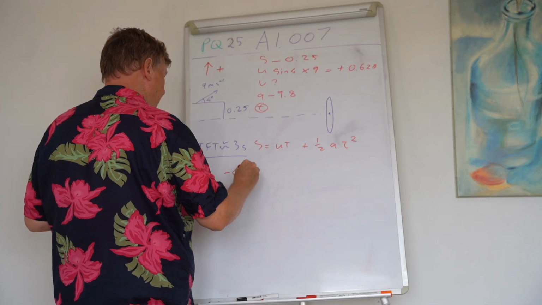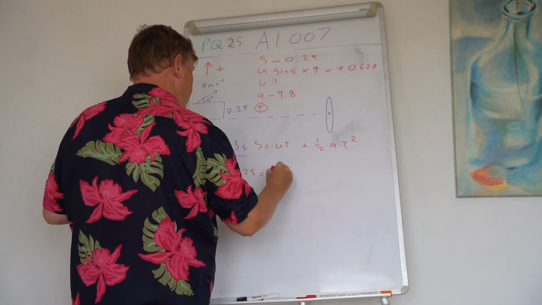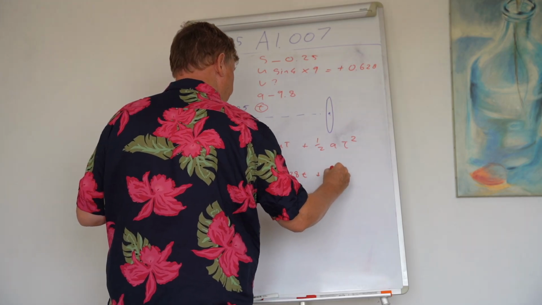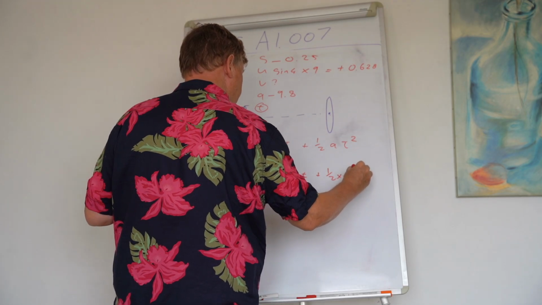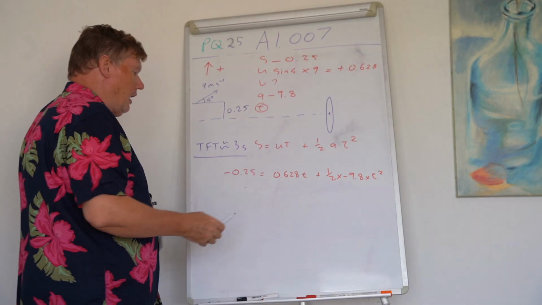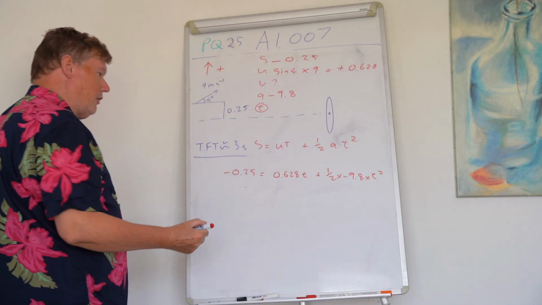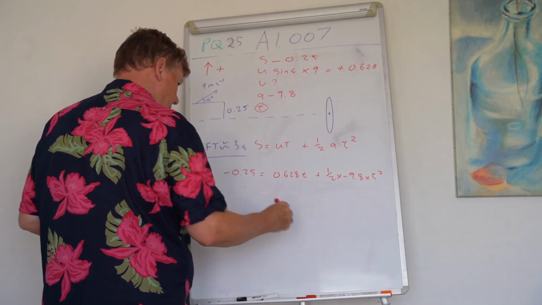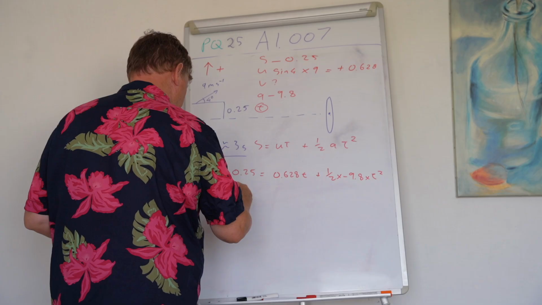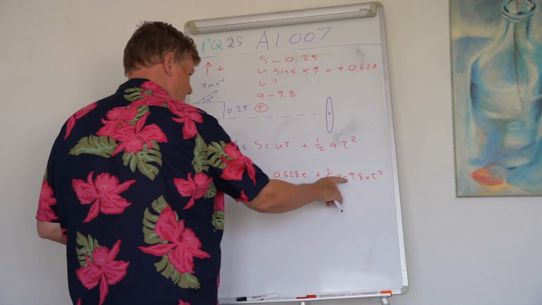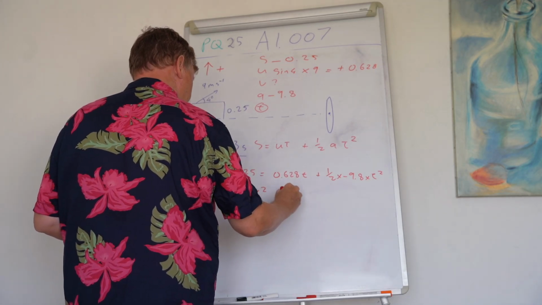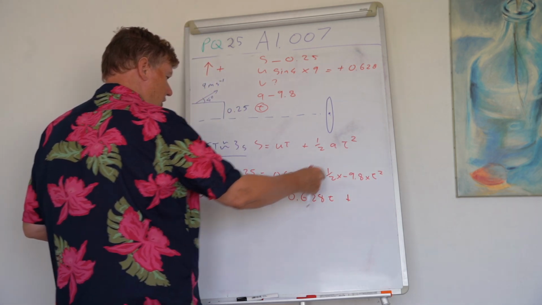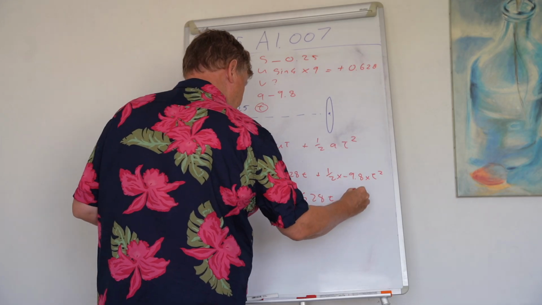Minus 0.25 equals u t, 0.628t plus a half times minus 9.8 times t squared. Okay, so we have to turn this into the format of a quadratic. So 0 equals, we'll make this one first because that's the t squared bit. So this is minus 4.9t squared, because of the minus there, plus 0.628t plus, because I'm going to add it onto both sides, it's going to come over here, plus 0.25.